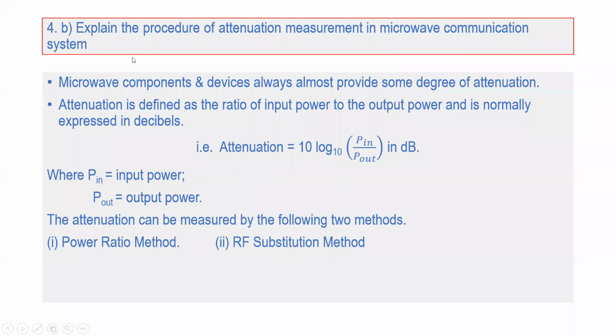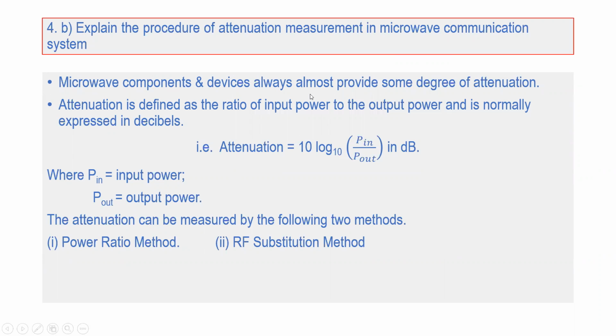Now coming to the other question, that is 4B, what I have asked for is explain the procedure of attenuation measurement in microwave communication system. So here I have asked for what is the procedure in which we are measuring attenuation in microwave communication system. Previously we have observed the measurement of attenuation in optical communication system. Now we will be observing the attenuation measurement in microwave communication system.